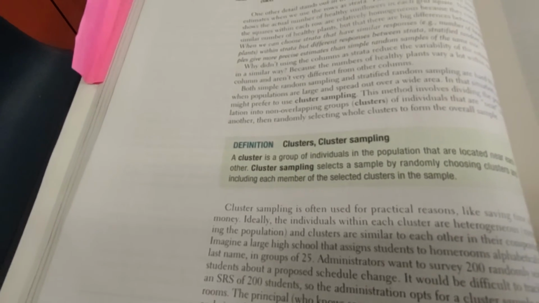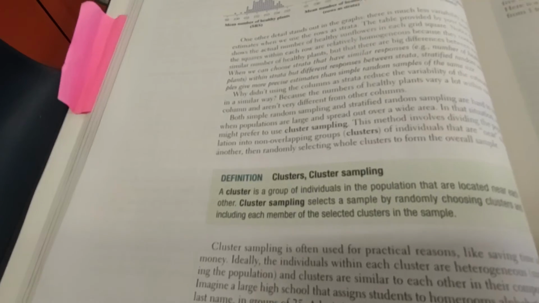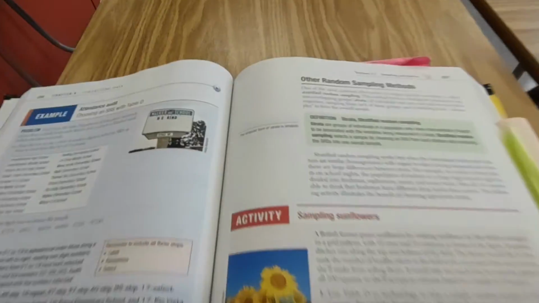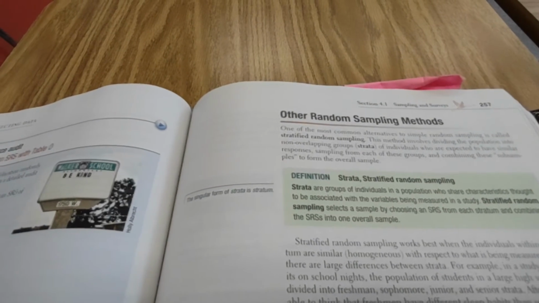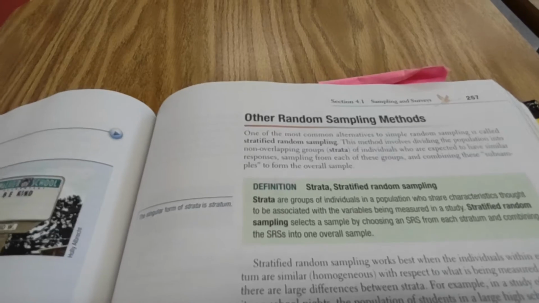Oftentimes we pick these other methods other than simple random samples because they are either more convenient, or in the case of the stratified random sampling, we want to make sure we include representation from different groups.